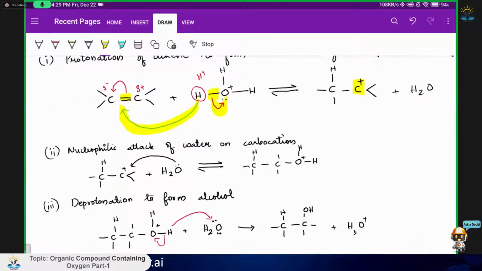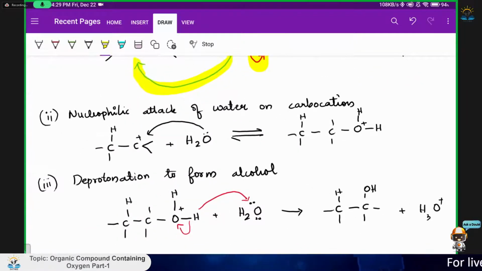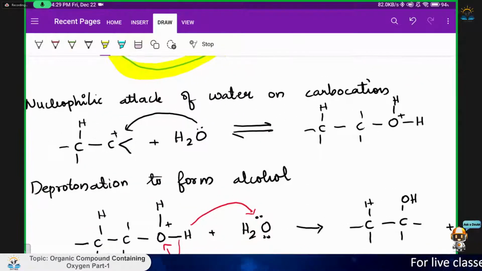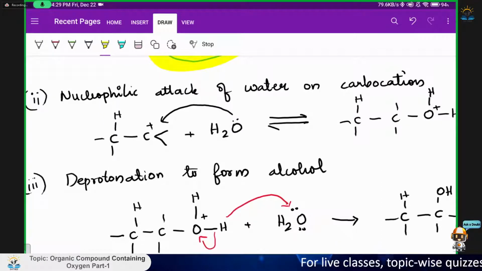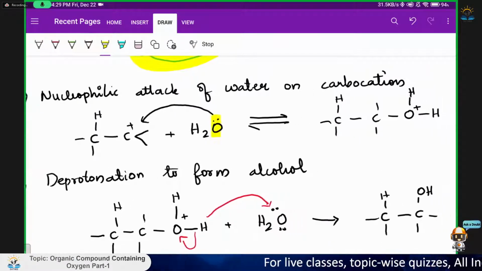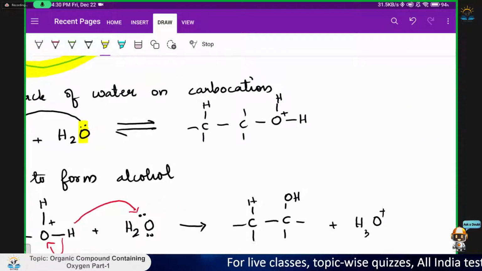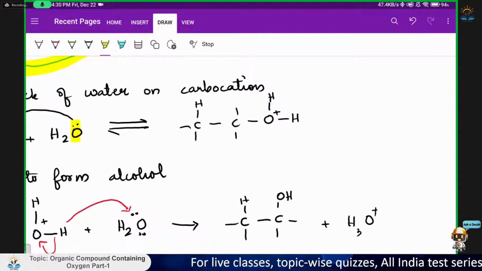What is the second step there? The second step is nucleophilic attack of water on the carbocation. So the water molecule goes and binds with the carbocation because oxygen has a lone pair here. By donating the lone pair, oxygen gets a slight positive charge here.